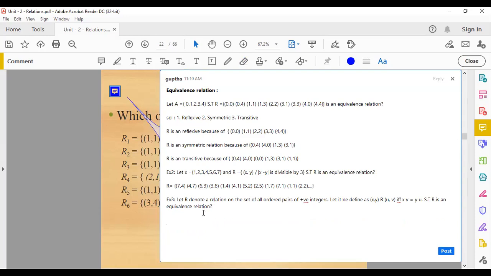First of all, if I want to solve this type of example, we have to know which three properties must be satisfied for a relation to be called an equivalence relation. We already know one is reflexive, the second is symmetric, and the third is transitive. First, we take the reflexive relation.